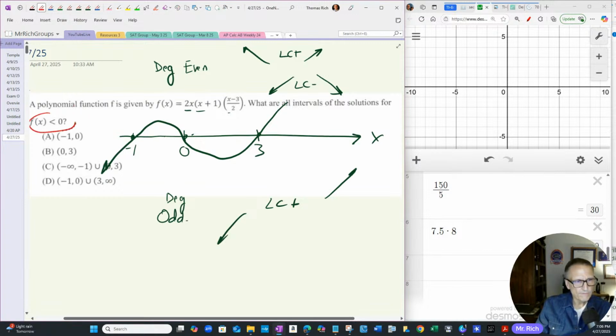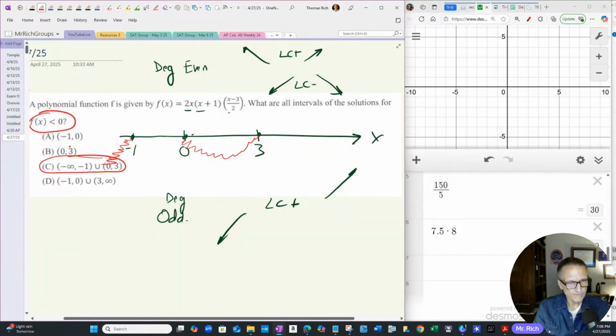This means when is the function going to be below the x-axis? Well, over here to the left of -1, and in here in between 0 and 3. And so that is our answer. From -infinity to -1, and then from 0 to 3 is when my function will be below the x-axis.